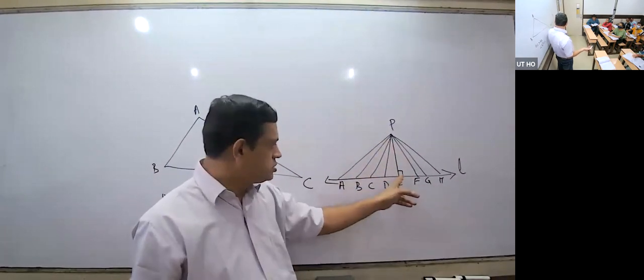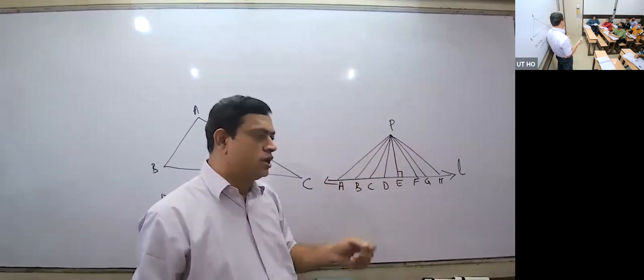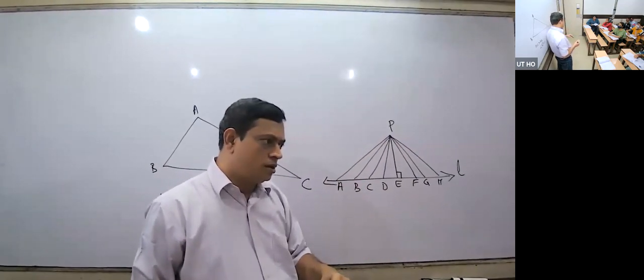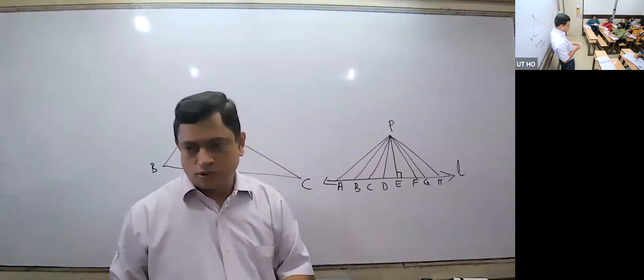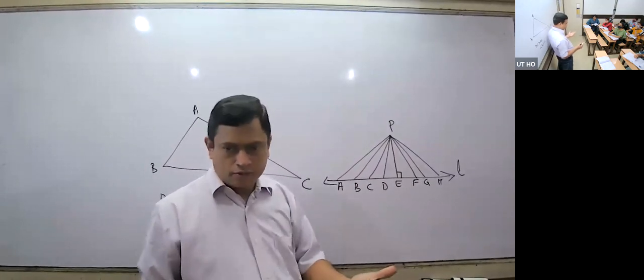Understood? This is the shortest. Means P is shorter than all these line segments. Got it now? Okay now? Sure or not?